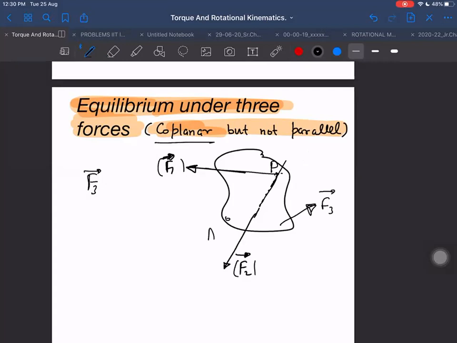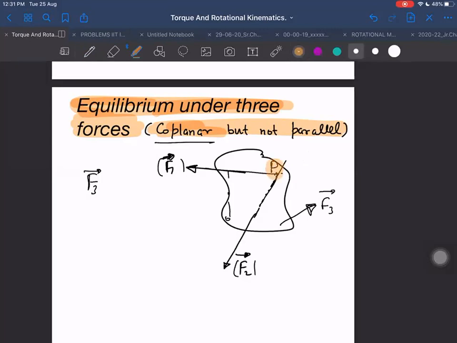Let us say I want to take the torque about point A. It may happen that the torque about A due to F1, F2 and F3 cancel each other. Is it possible or not? It is possible, because they may cancel each other and the net torque may come out to be 0. But the idea is this: if a body is at rest, then it should be in equilibrium not only about one point, but about all points.